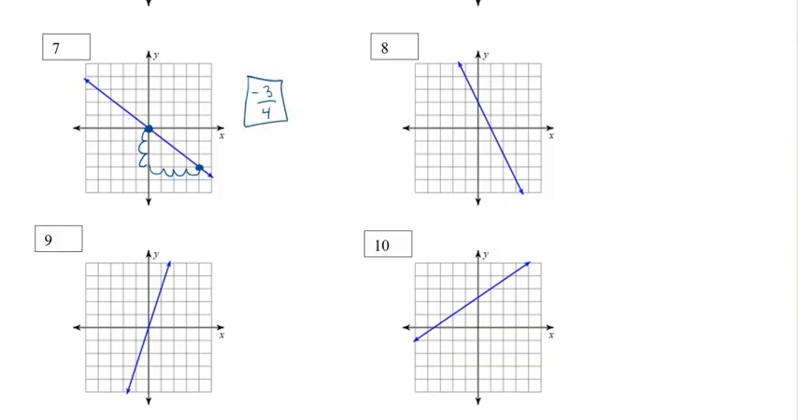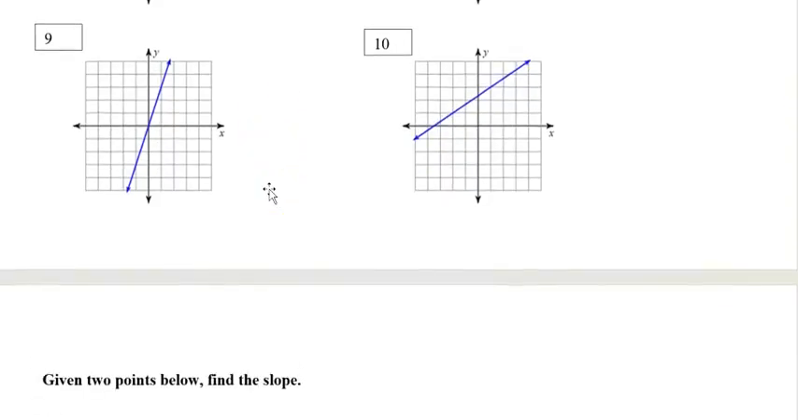All right, this one, I see a point right here and a point right there. So that is down 2, right 1. -2 over 1 would simplify to just -2. Now let's see, we got an ordered pair point right there, and looks like right there. So we're going up 1, 2, 3 over 1. So 3 over 1 would simplify to just 3.